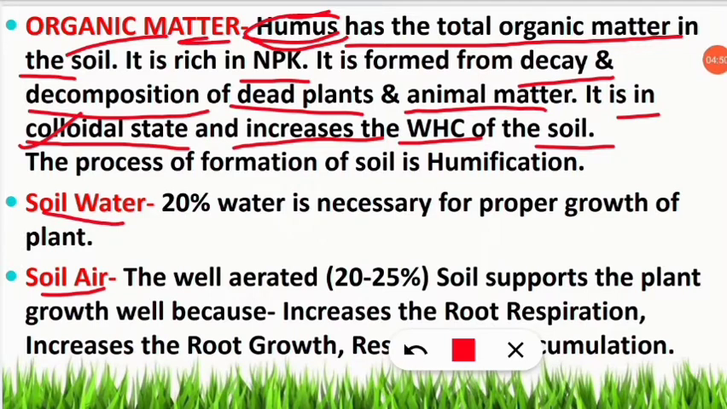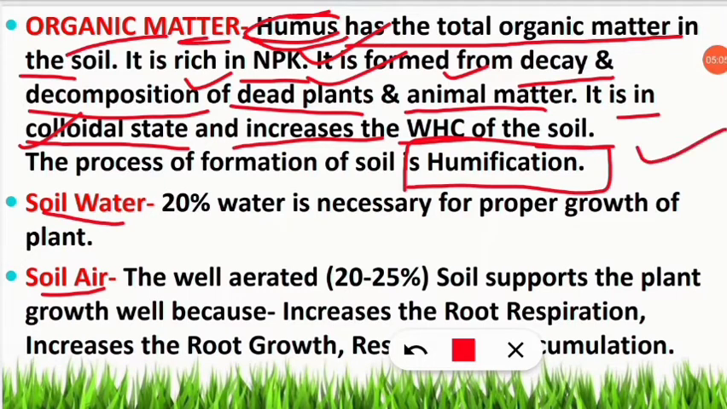So that is very important. You should note it down. And this process of formation of humus, that is, when decomposition and decay of this plant and animal matter take place, it is a gradual process. This process is called humification, from which we get humus. Next, coming to the soil water. It is an important point that 20% water is necessary for proper growth of plants.